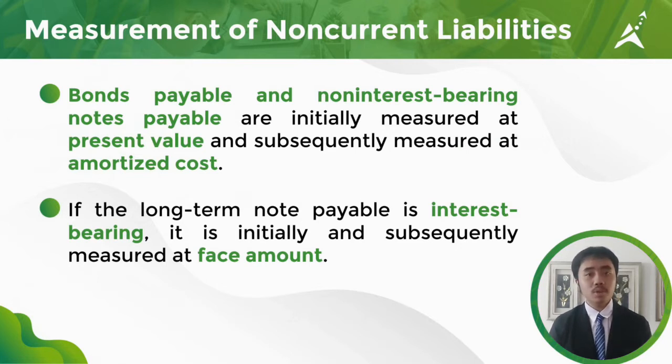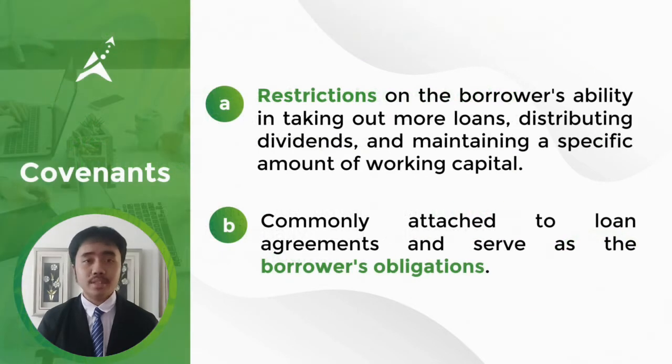Next, if the long-term note payable is interest-bearing, it is measured at face amount or total value after maturity. Now, we are going to discuss covenants. Covenants are the agreements with the investor whenever an entity enters into a contract. This usually relates to the terms of a financial contract, such as a loan document stating the limits at which the borrower can lend. Covenants are restrictions on the borrower's ability to take out more loans, distribute dividends, and maintain a specific amount of working capital.